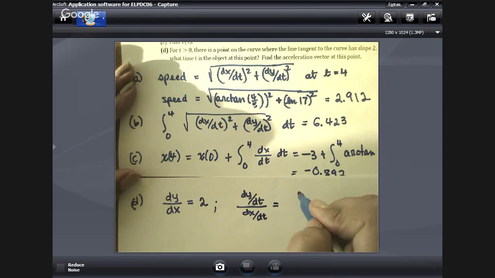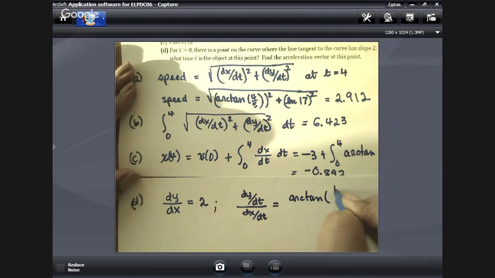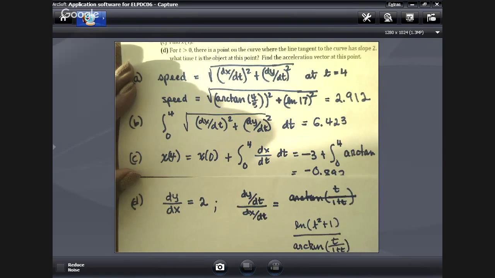So dy/dt is this arctan function. I'll go ahead and write it down. Nope, I'm upside down. So dy/dt is the log function, and dx/dt is the arctan function. Sorry about that. I do that all the time, actually. Luckily, most of the time I catch myself. And this is going to be equal to 2.